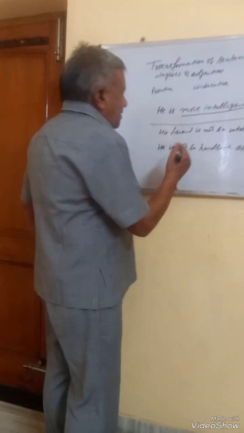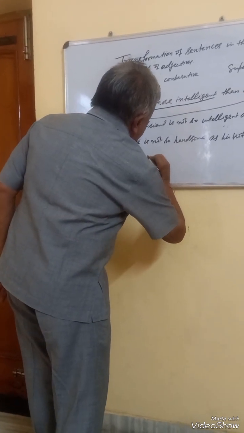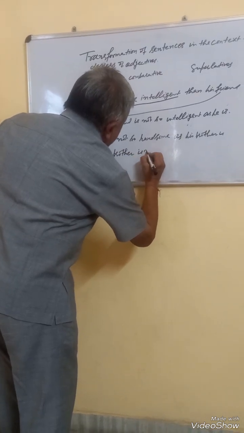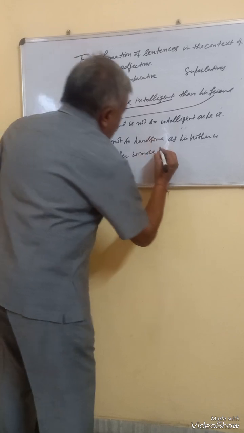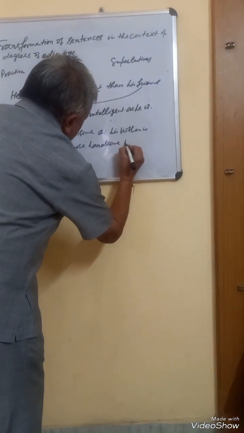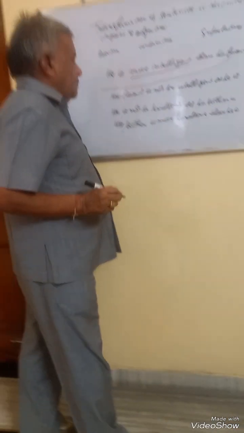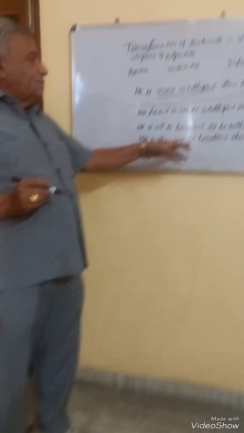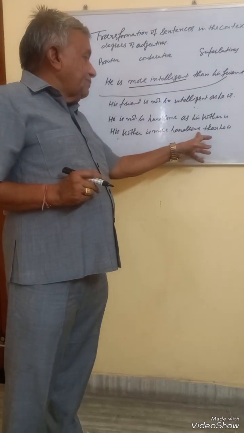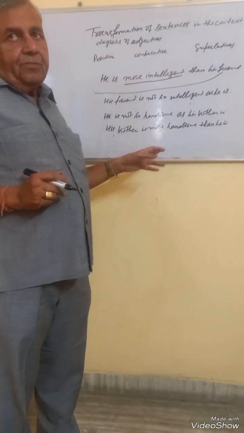So what changes have to be made in order to use comparative degree of handsome. So we will say his brother is more handsome than he is. His brother is more handsome than he is. So in this way, we have used comparative degree and the meaning of these two sentences remains the same.